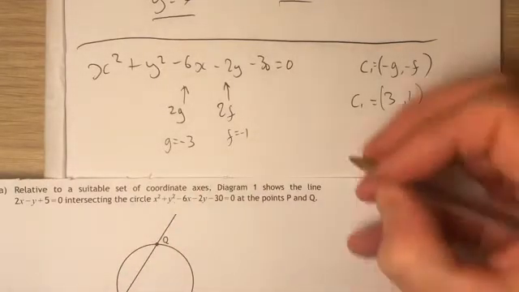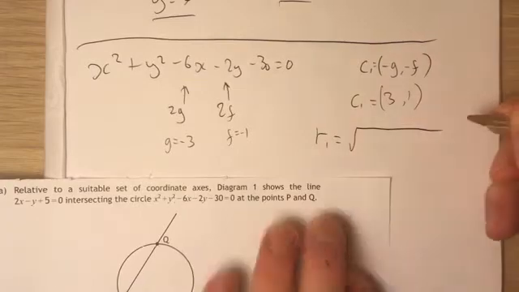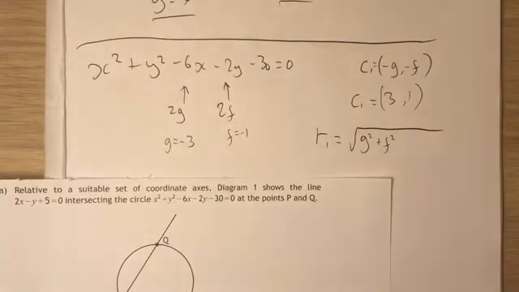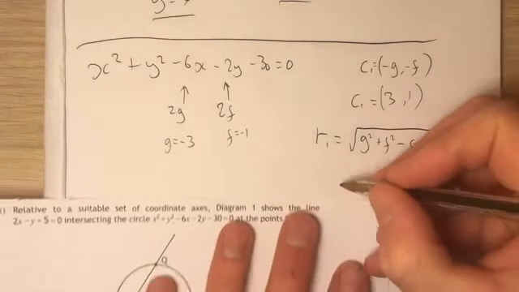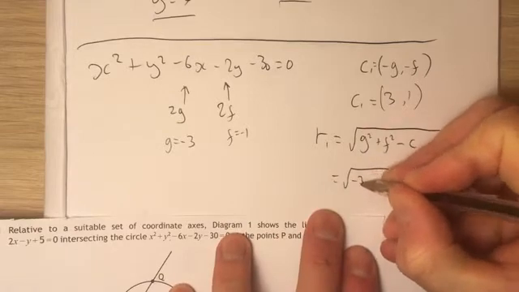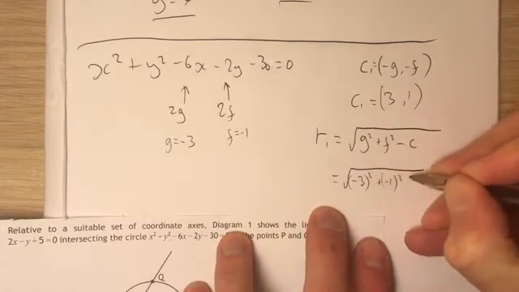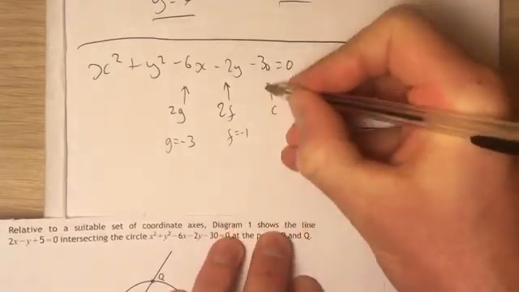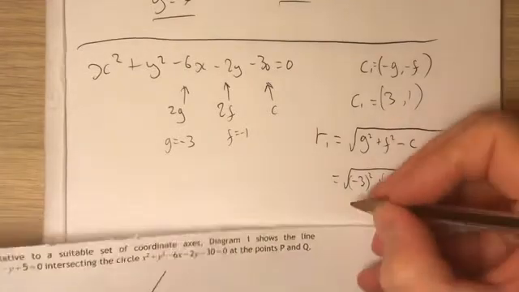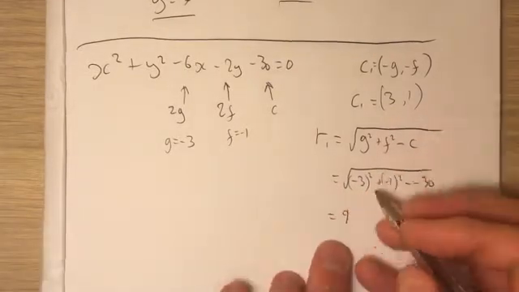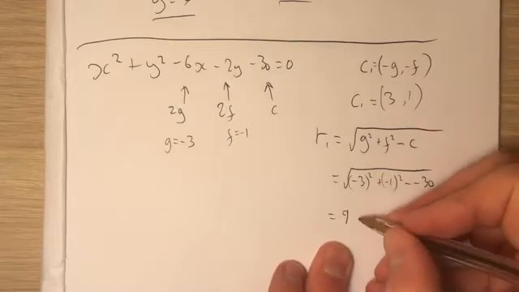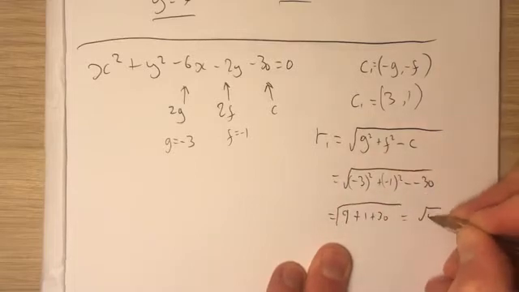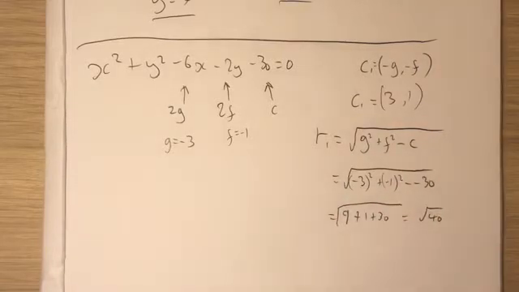It also tells us the radius of circle 1 is going to be the square root of g squared plus f squared minus c, which is going to be the square root of negative 3 squared plus negative 1 squared minus minus 30. That bit being c from our top equation formula, just matching it up. So that's going to be the square root of 9. Whenever you square anything negative, it's positive, right? So 9 plus 1 plus 30. So that is the square root of 40. That'll do, we'll leave it like that.